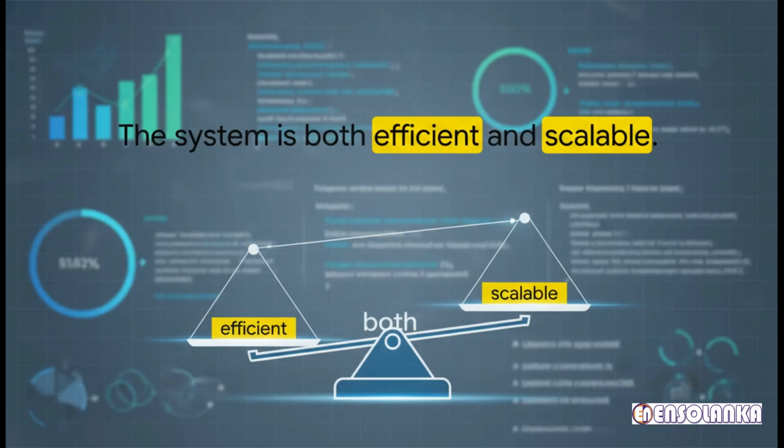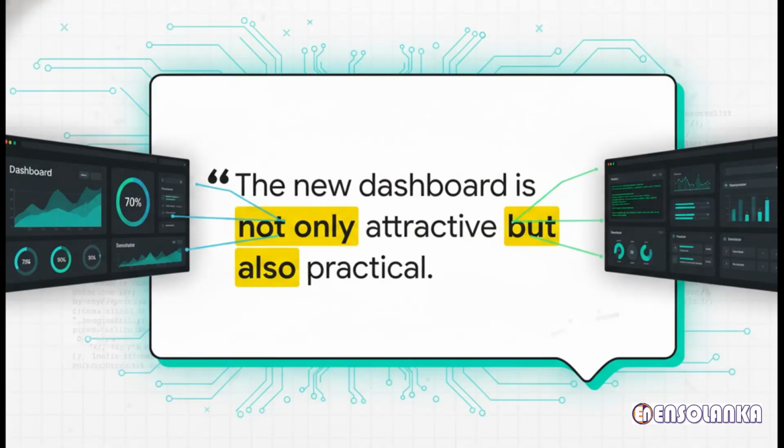And guess what? The core rule is exactly the same as before. Whatever grammatical form follows the first part of the pair must match what follows the second part. So you'd say the system is both efficient and scalable. See? An adjective, efficient, comes after both, so another adjective, scalable, has to follow and. It's that consistent.